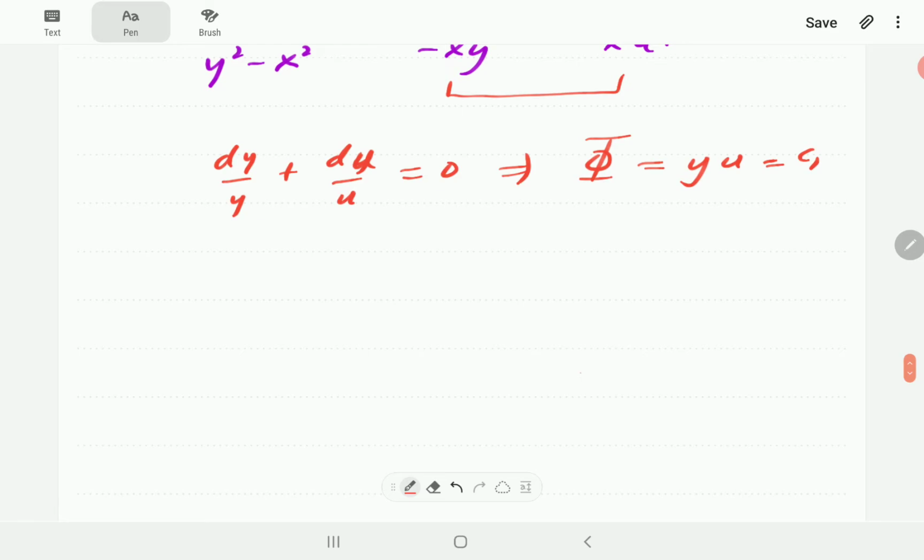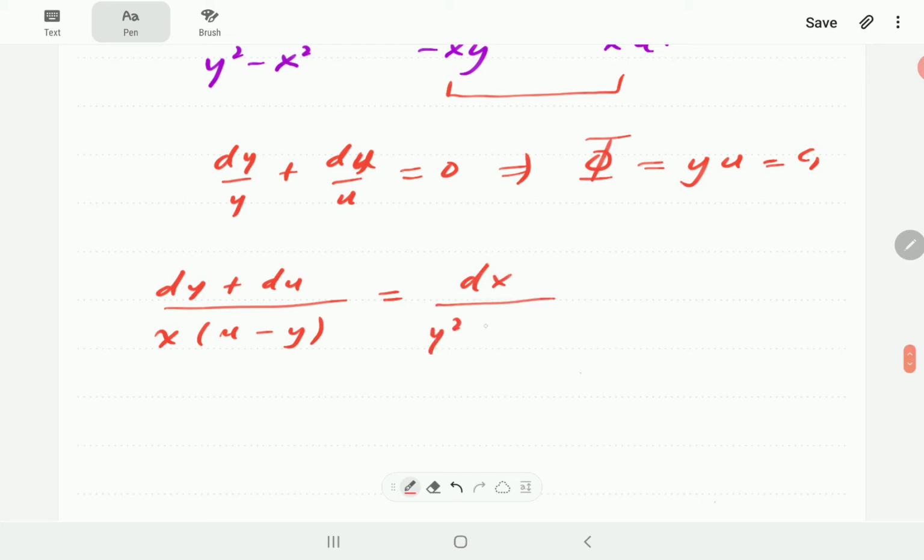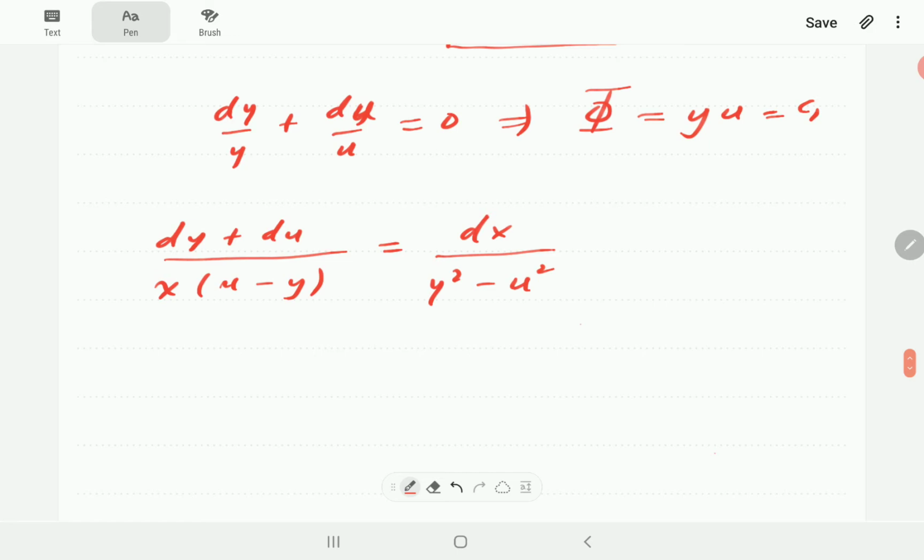Then if we combine the first or the last two terms, actually dy plus du, then we can factor out x in the denominator. That's going to be u minus y. Equate this to the first term in the characteristic ODEs. Then from here we can factorize the denominator, and I can cancel out the common factor of u minus y.